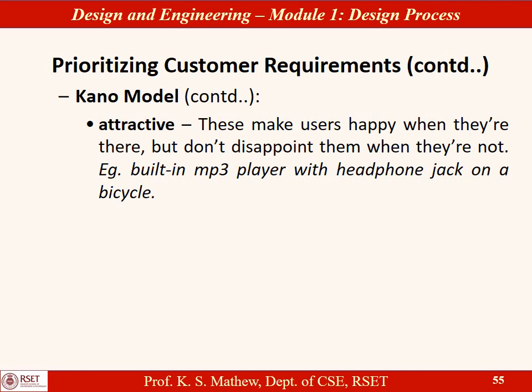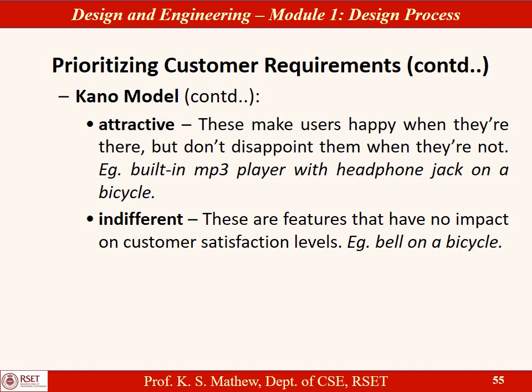Attractive category. These make users happy when they are there, but don't disappoint them even if they are not implemented. There are some features which look attractive and the customer will be happy when they find the feature. But even if that feature is not there, the customer will not be disappointed. For example, a built-in MP3 player with headphone jack on a bicycle.